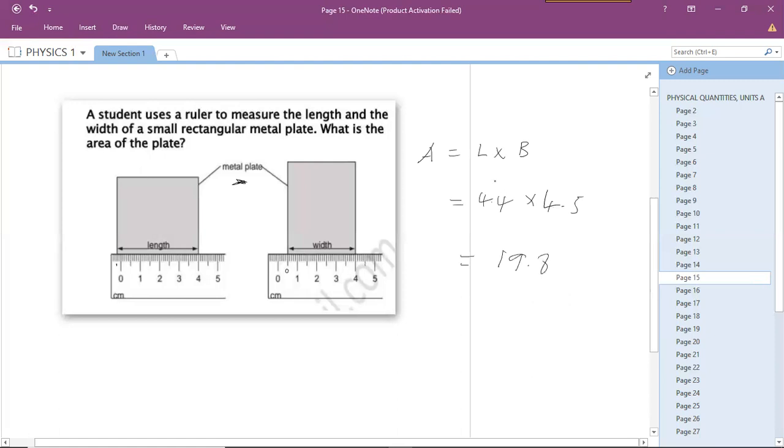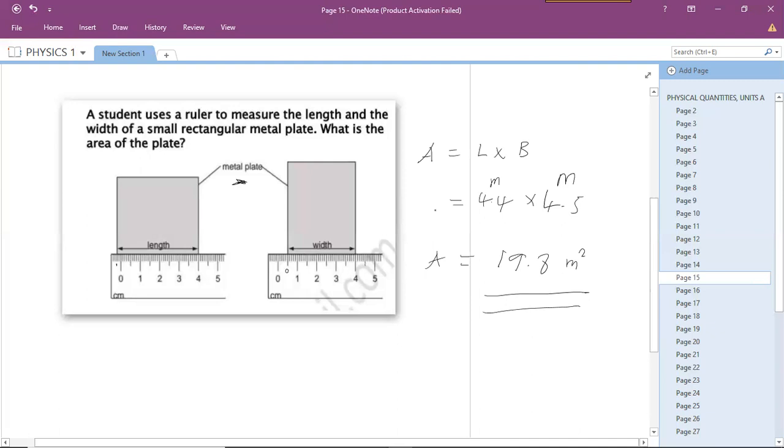19.8. Remember, this length is in meters, breadth is in meters, so 19.8 meters times meters would be square meters. So that is the area of the metal plate because of the mistake that the student made.